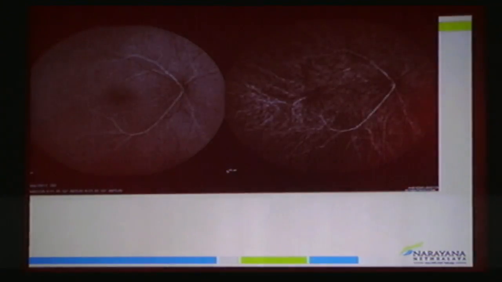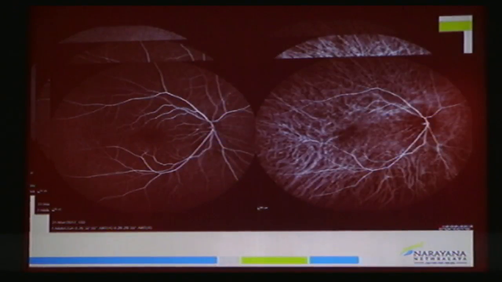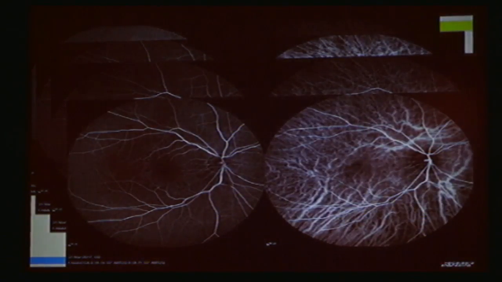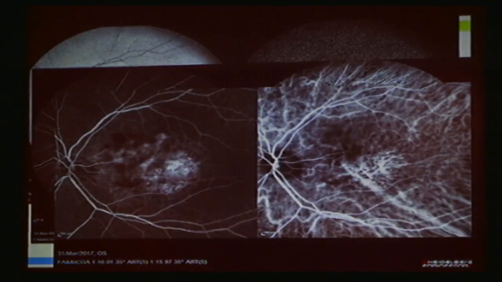So we proceeded to do an FA and an ICG. This is of the right eye. There's some stippled hyperfluorescence, but no obvious leak was noted, nor polyps or BVN that we could make out on the ICG. This was the left eye. It showed some areas of staining because of the scarring. We could make out some areas of hypofluorescence on the ICG, which we thought possibly could be a membrane.